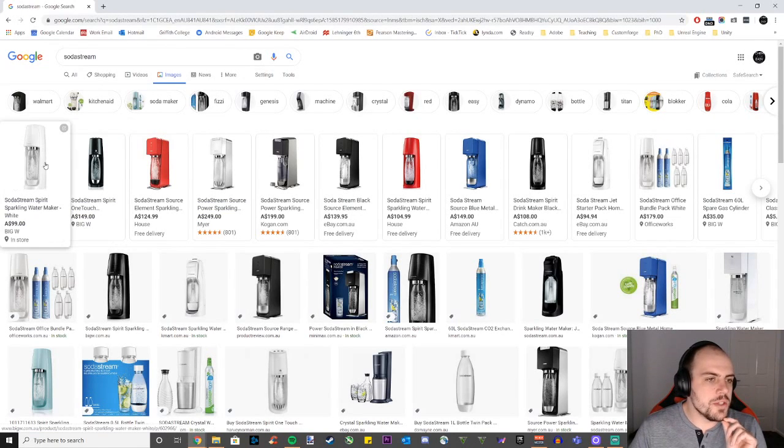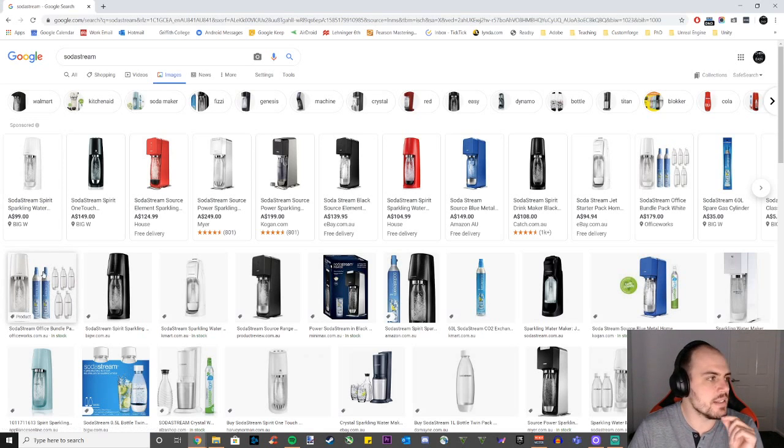Okay, so what you can do is fill up this bottle with water, pop it in and hit the button, and it carbonates it. You put in a canister of CO2 and it gives you a soft drink, a fizzy drink or mineral water, whatever you want.